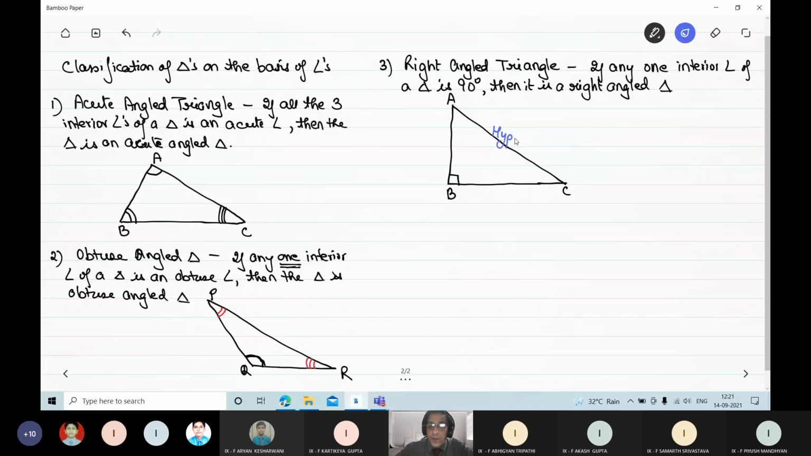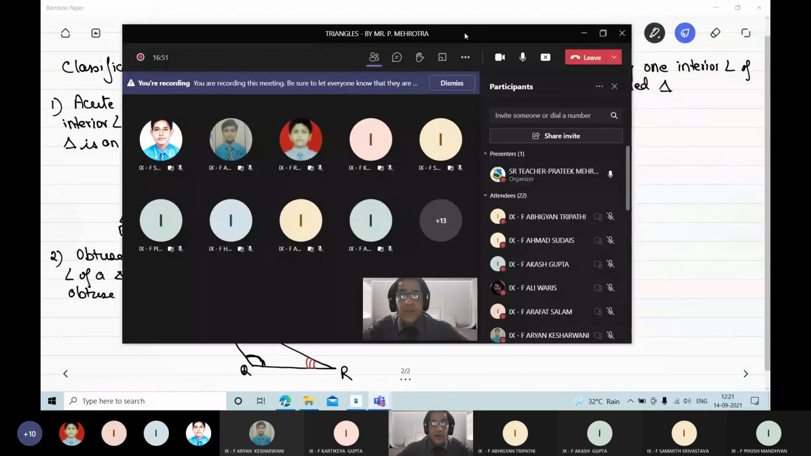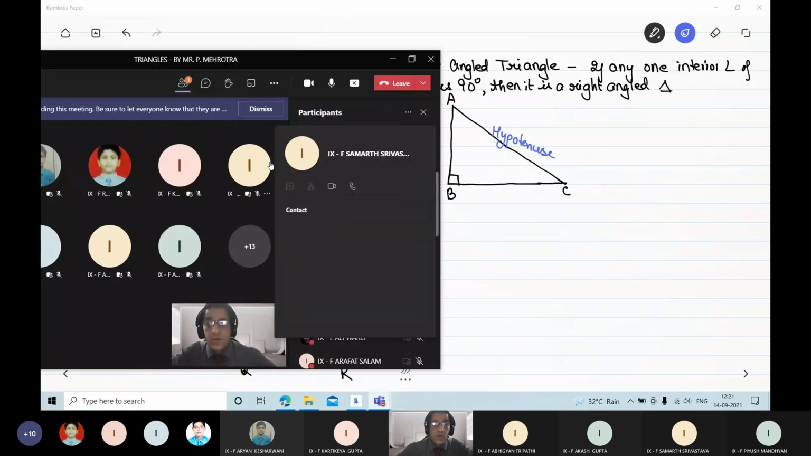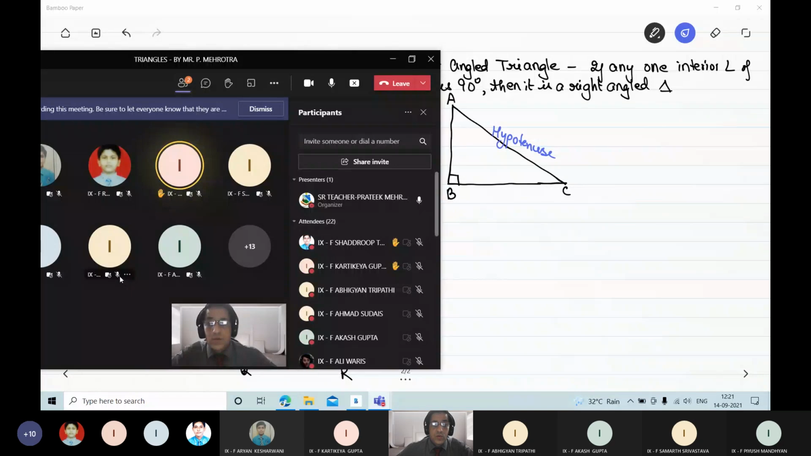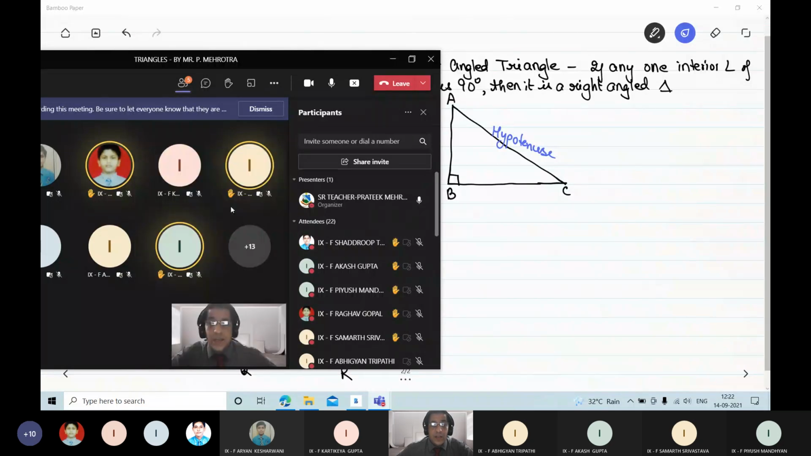Which side is the perpendicular? Sir, AB. How many of you say that AB is perpendicular in this figure? Raise your hand. Only one. Two. Three, four, five. Out of 22, 5 children are saying AB is the perpendicular. So the rest are saying that BC is the perpendicular. Is it?